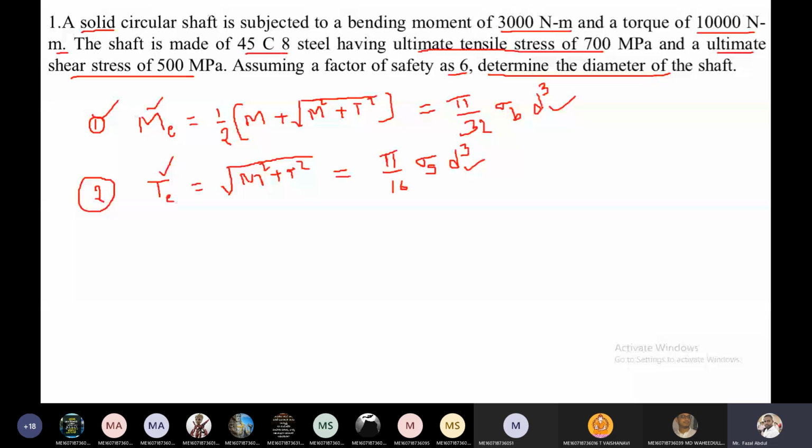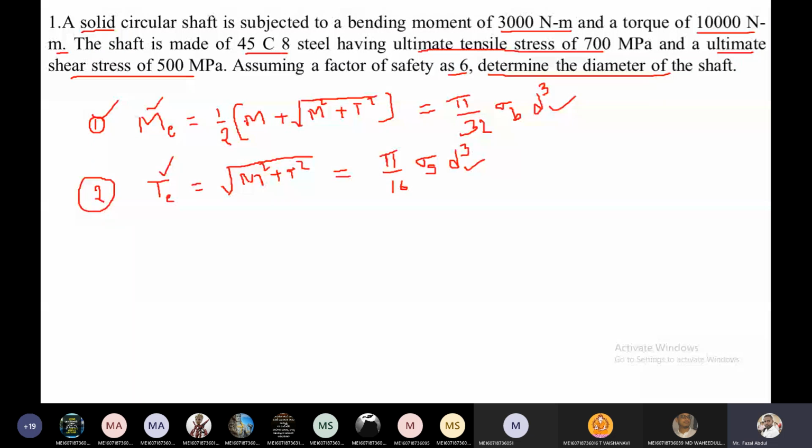In this, the d value we need to calculate. According to the shear stress theory, equivalent torque Te equals square root of M square plus T square. This derivation you have already seen in the previous classes. This equivalent torque Te is nothing but pi by 16 into sigma s into d cube. In this question, bending moment is given as 3000 and torque value is given as 10,000 Newton meter.